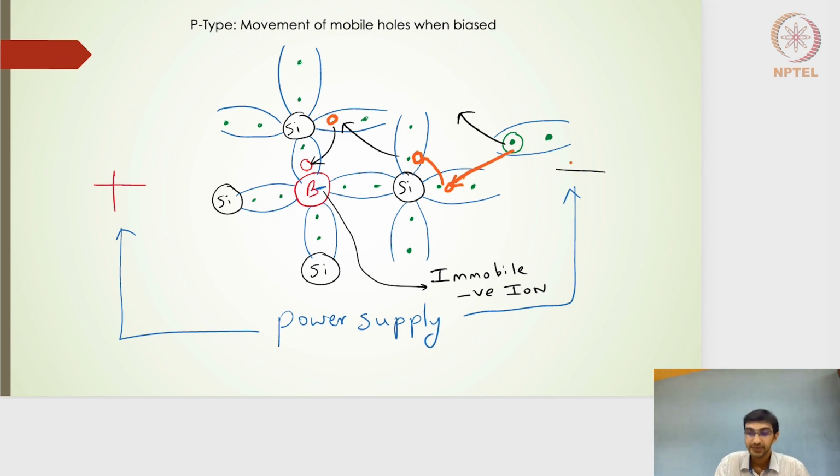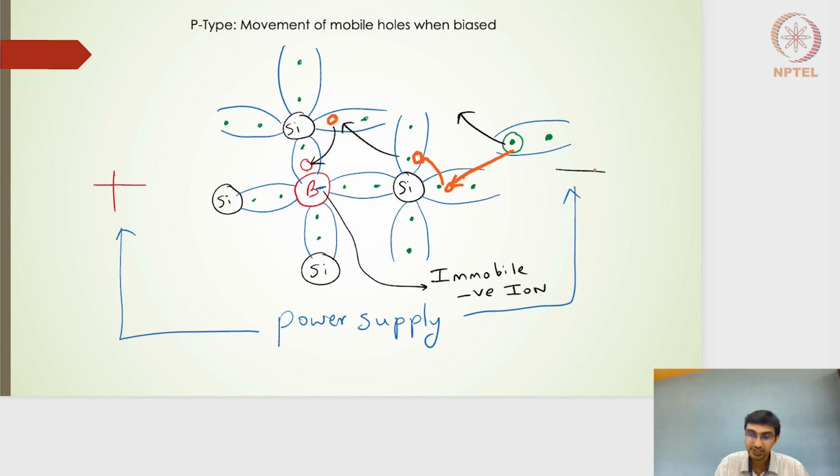So that's how applying the bias and having the electric field is trying to push these holes towards the negative potential. Right, so that is one way of representing. This is a very simplified way of representing the holes moving towards the negative potential.